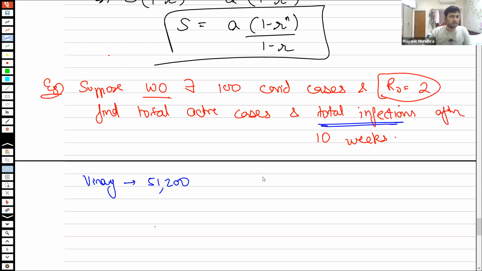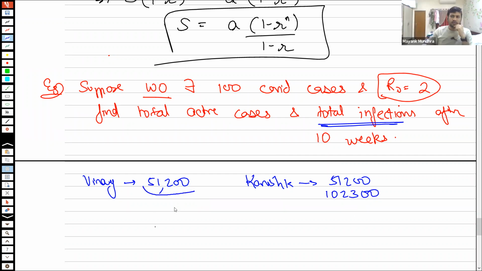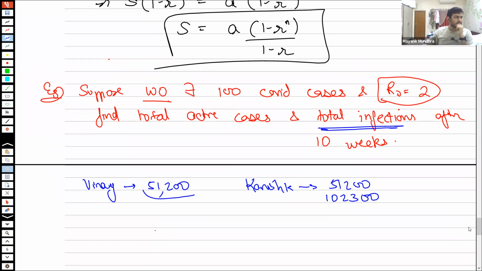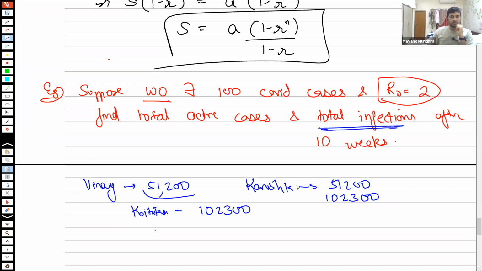Who was this? Kanishka. So no, total active cases is the same, 51200, and total infections is 102300. Okay. I think Vinay reported this as total infections. Let's see. I'm getting total infections as 102400. No, 102300. Yeah. Okay, so you're getting the same as Kanishka.